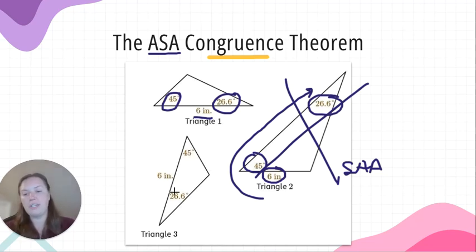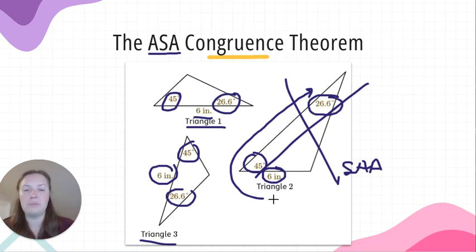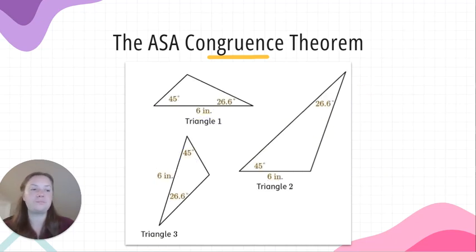Let's look at our third one here. We have our angle here, which is 26. We've got our angle here, 26. We've got our side of 6 here, and then our angle of 45 here. So actually, if I were to rotate this and translate it down, these triangles would perfectly lie on top of each other, and by angle-side-angle, triangle 1 and triangle 3 would be congruent.